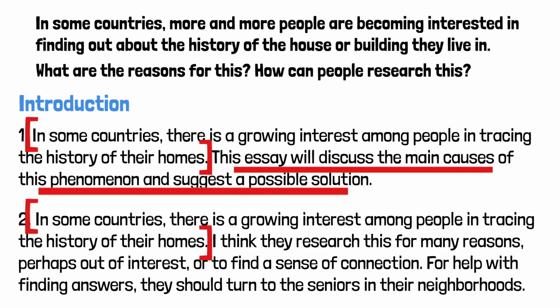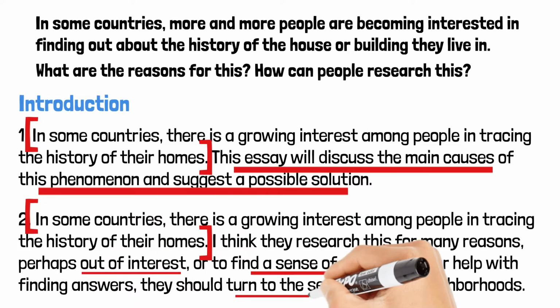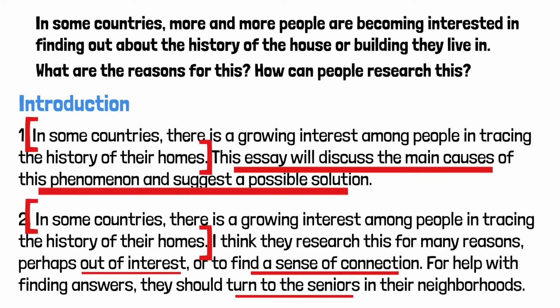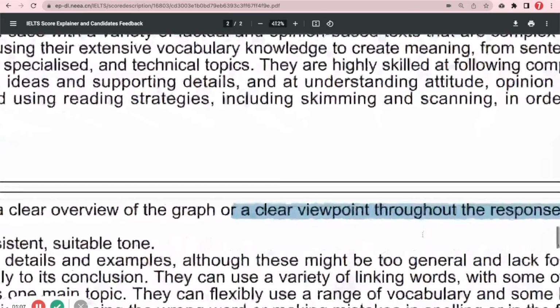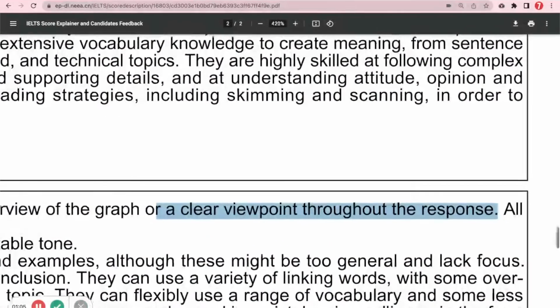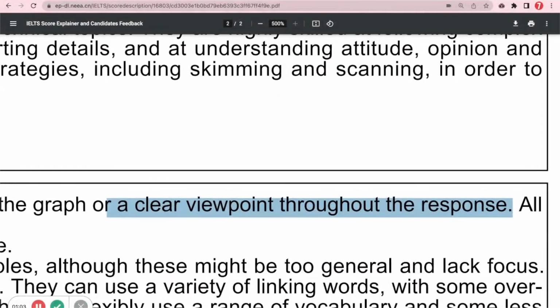Is this acceptable? Do we have to briefly state the two causes and the one solution like version 2 does? Now we are looking at my score explainer again. As you can see, I got a 7 because I produced a clear viewpoint throughout the response. That is to say, my opinion was clear throughout the entire essay. My opinion was clear from the very beginning in the introductory paragraph.